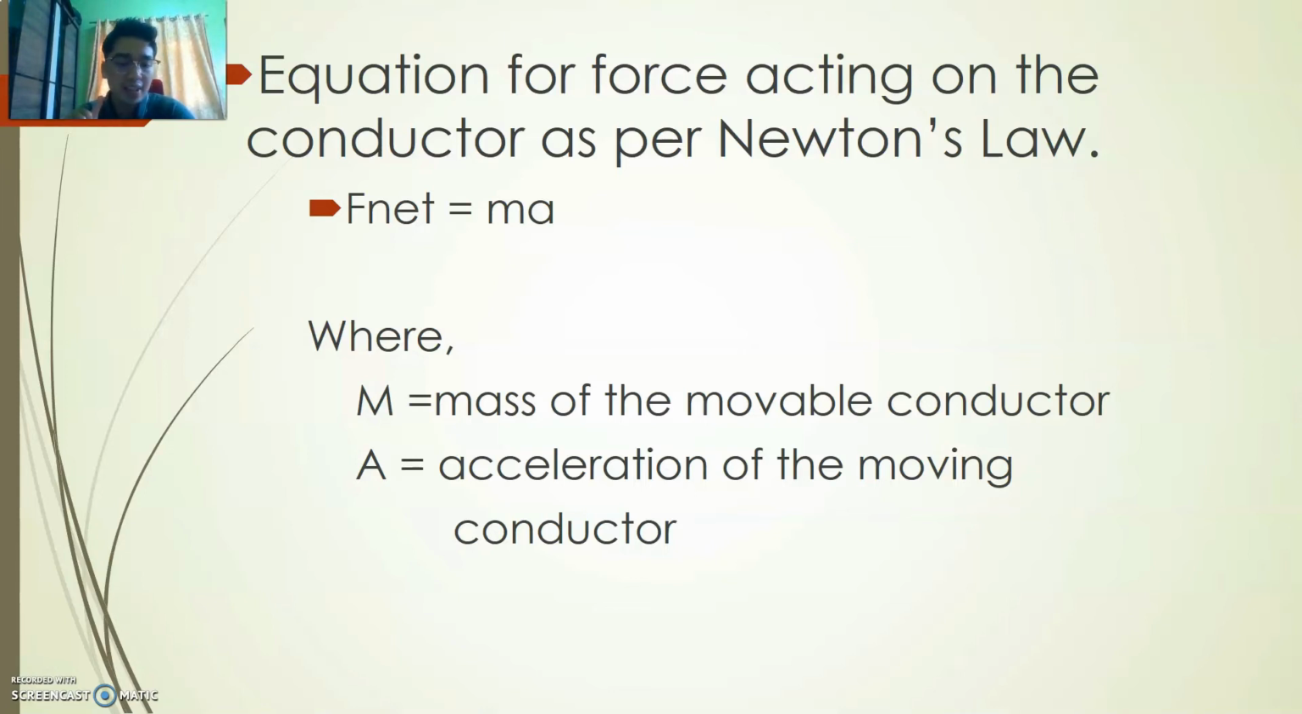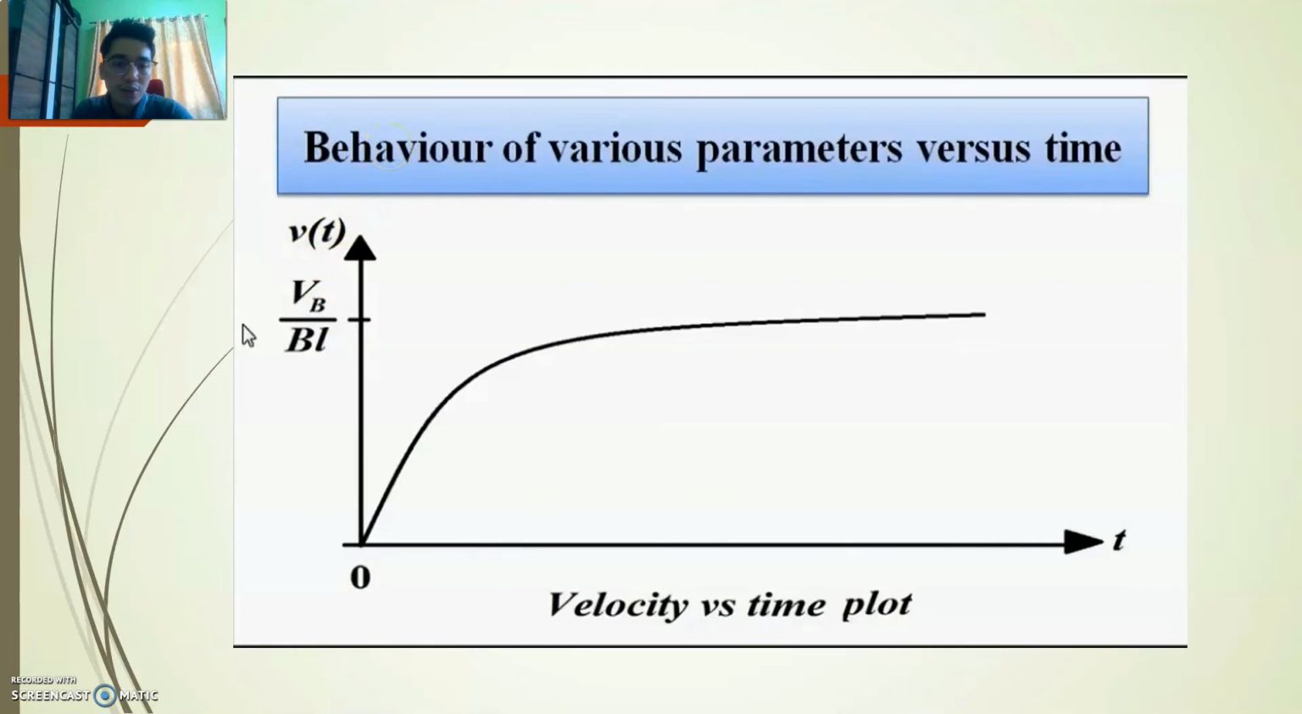First, the force acting on the conductor in the magnetic field. Next, the expression of induced voltage because of the moving conductor. The KVL equation applied to the linear DC machine. And the force because of the accelerated motion of the conductor. Okay, we will go to the next topic, behavior of various parameters versus time.